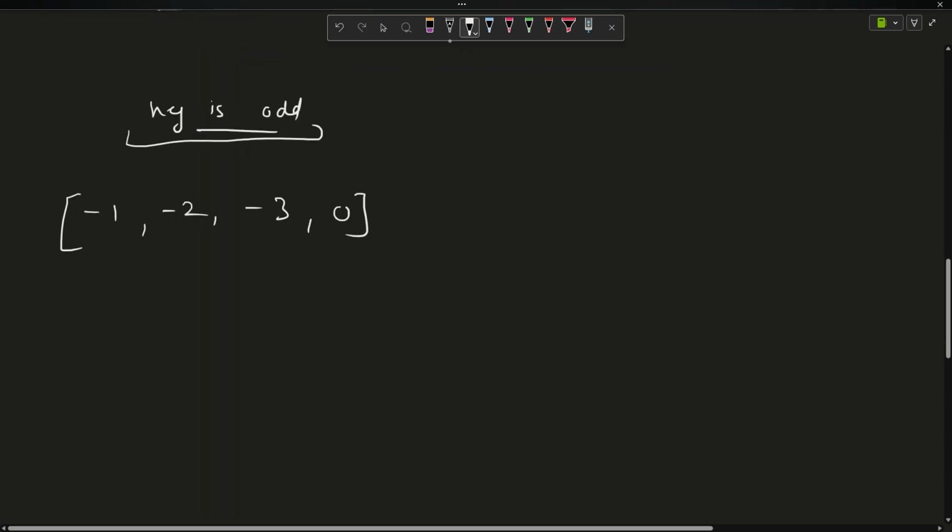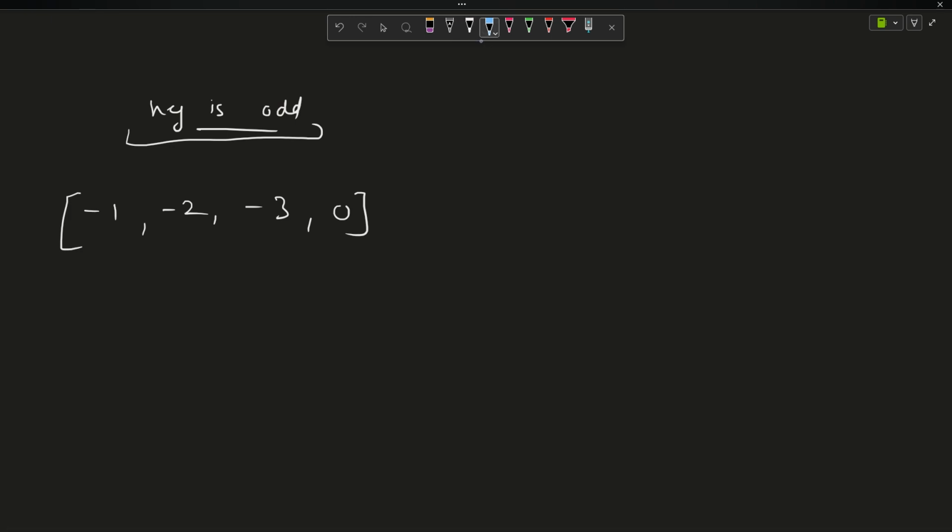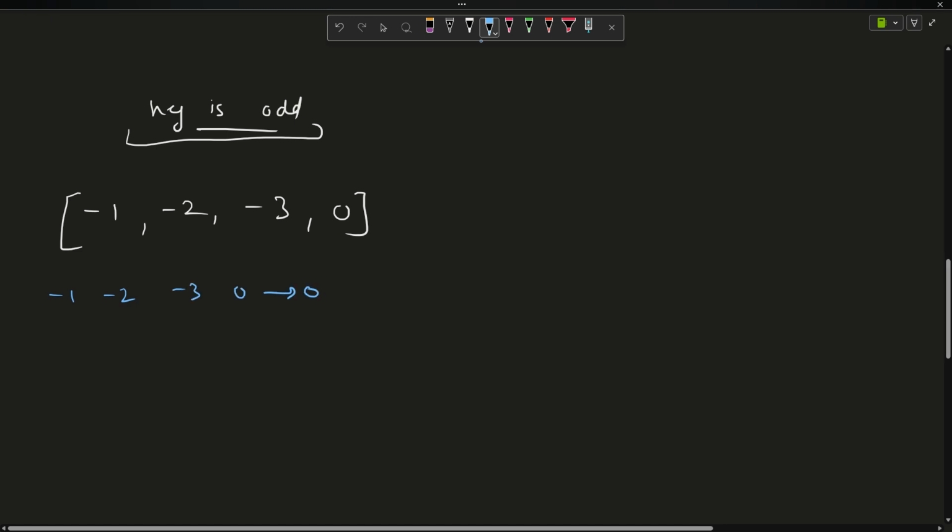Now the cases I can do for this: I can choose all the elements, that is -1, -2, -3, and multiply them. Answer will be 0. Or I can choose -1, -2, -3 and skip 0. The answer will be -1 into -2 into -3, that is -6, right? Why minus? Because there are an odd number of negatives, so there will be a negative sign. But what if I choose -2 and -3? The answer will be 6.